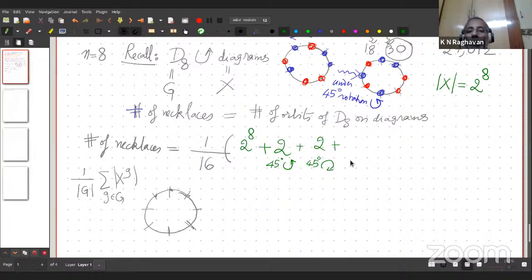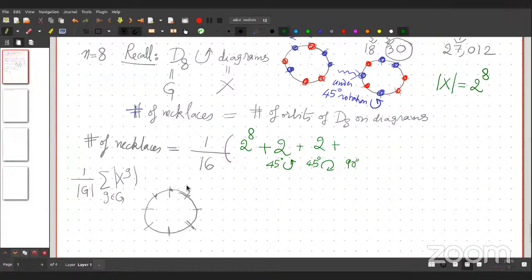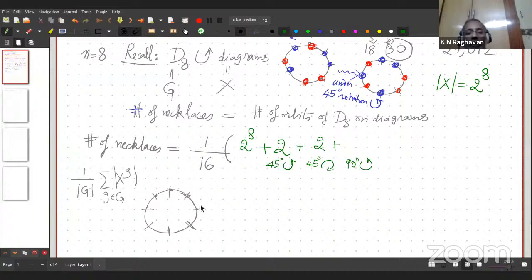Okay. How about 90-degree rotation? Anti-clockwise first. So whatever is here, this goes here. So these two must be the same color. And this goes here. So these two must be the same color. This goes here. So these two must be the same color. So all these 4 are the same color. And these 4 are the same color. Okay. So can you tell me the answer, please?